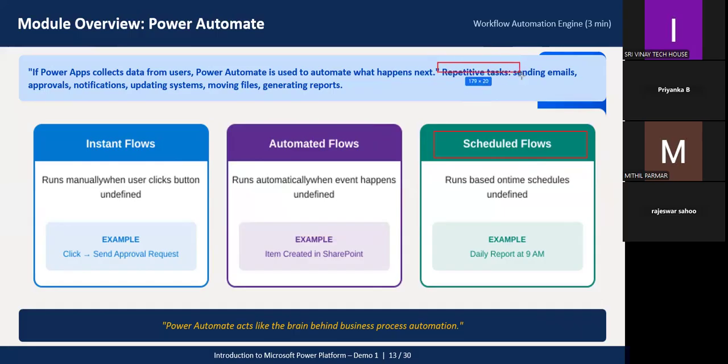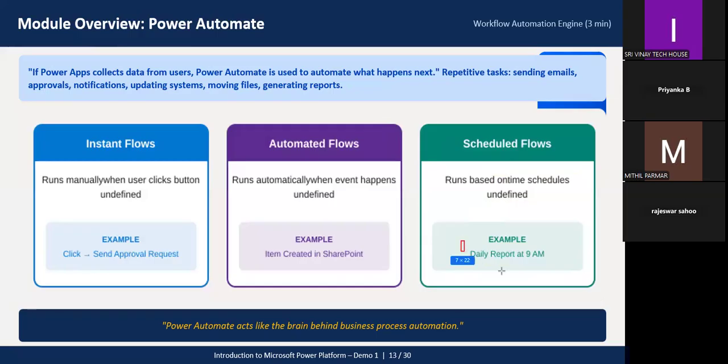Coming to scheduled flows, these are for repetitive tasks. If you want to run a flow based on time schedules, for example daily at 9 a.m., you can create a scheduled flow. It will run every day at 9 a.m. and send a report or an email notification. This is a scheduled flow.